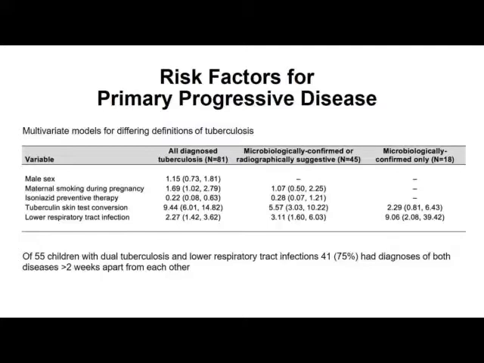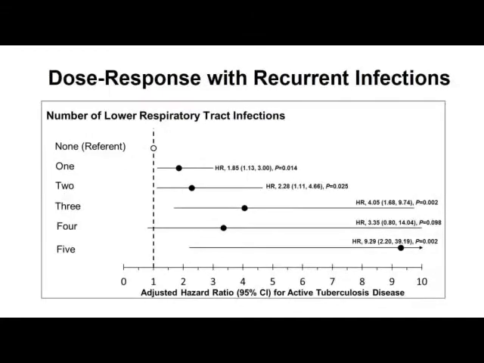It could be due to the tuberculosis itself, that they're getting lower respiratory tract infections, but we found that 75% of kids that were diagnosed with both diseases had over 2 weeks diagnosis apart from each other. So we think that these are happening separately, at least a proportion of these dual cases. We also found a dose response with lower respiratory tract infections. So the more lower respiratory tract infections you had, the higher the hazard ratio for tuberculosis.